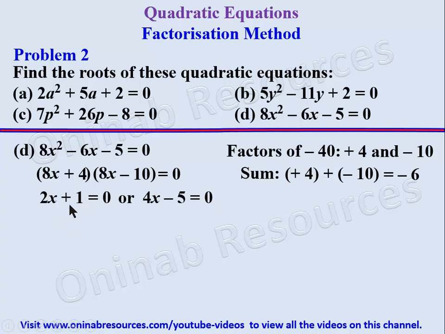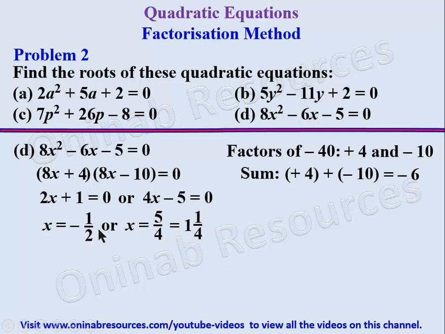2x plus 1 is equal to 0. If you take this to the other side, it will be negative 1 dividing by 2 will give us x is equal to negative half. Here, this is going to be positive 5 over 4. x is 5 over 4. And we cannot leave our answer as improper fraction. Changing it to mixed fraction, we have it as 1 whole number 1 over 4.